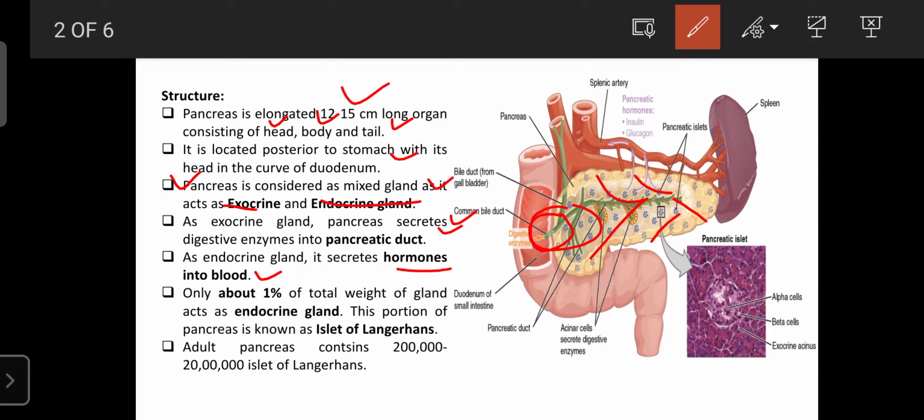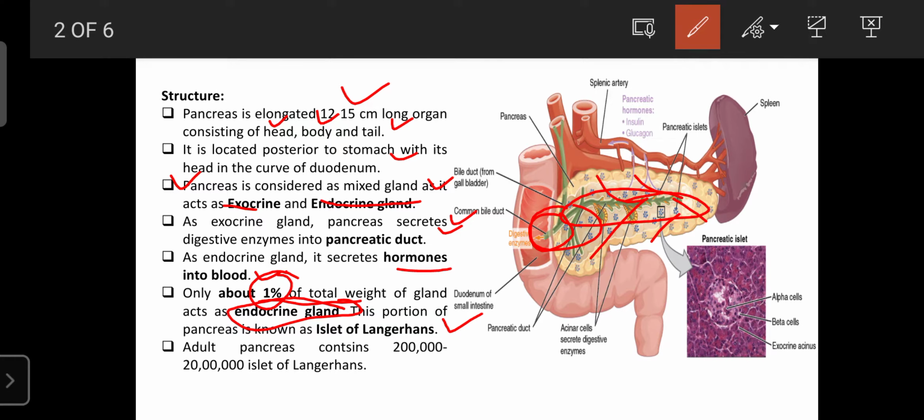Only about 1% of the total weight of the pancreatic gland is endocrine. Suppose the pancreatic gland is 100 grams; only 1 gram of it is considered the endocrine part, that is only 1%. The portion of the pancreatic gland that comes under the endocrine system is known as the islets of Langerhans.